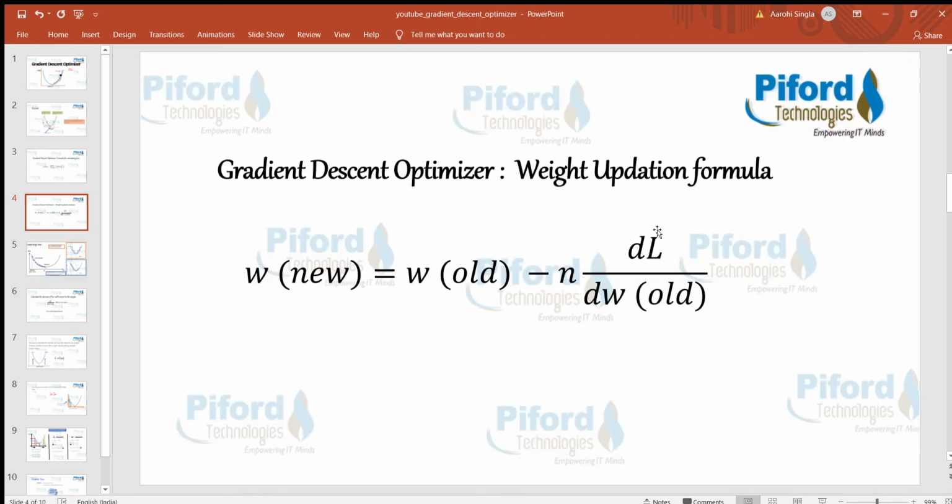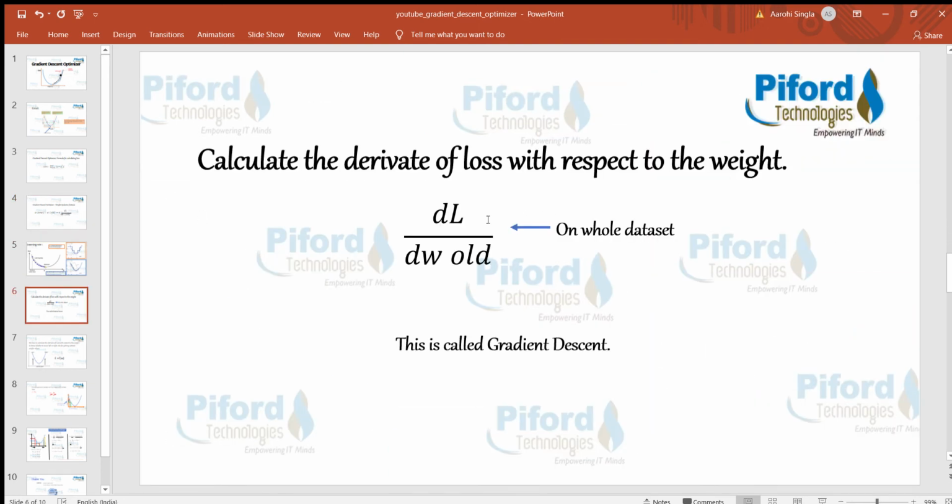In this equation we have dL by dW. What is happening over here? This is the derivative of loss with respect to the derivative of weight. What are we calculating over here? We are calculating the derivative of loss with respect to the derivative of weight, and this particular thing is called the gradient descent technique. So we are studying the gradient descent optimizer, right?